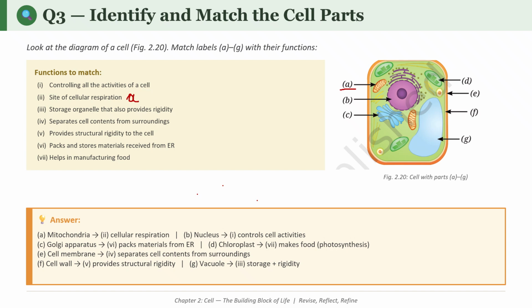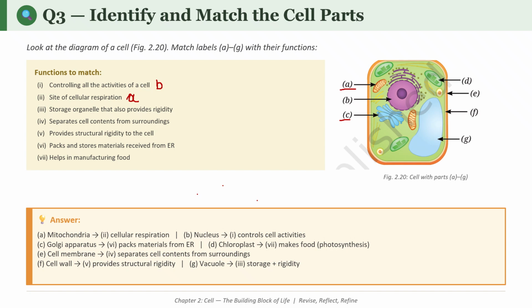And then the next one is B. B is the nucleus. So what it does, it controls the cell activities. It is like a manager of the cell. So B controls the cell activity. Then C is the Golgi apparatus. So this is C, this is the Golgi apparatus, right? Can you see the functionality over here? See, it packs materials from the ER.